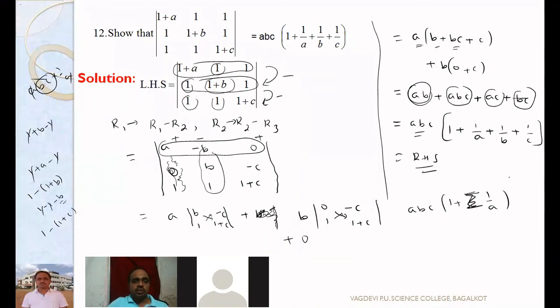Time is going up now. There is no specific operation here, just R1 minus R2, R2 minus R3. Try to get some zeros. Expand by taking the first row, plus minus plus, then you'll get the answer. Take ABC common. If it is not common, you have to balance with 1 by A, 1 by B, 1 by C.